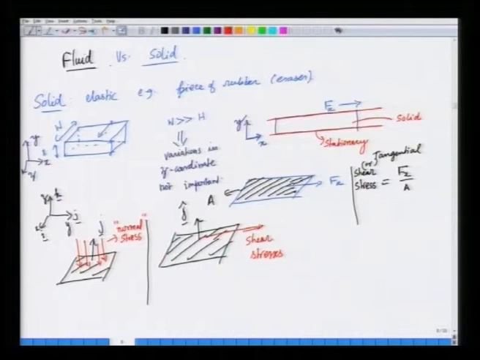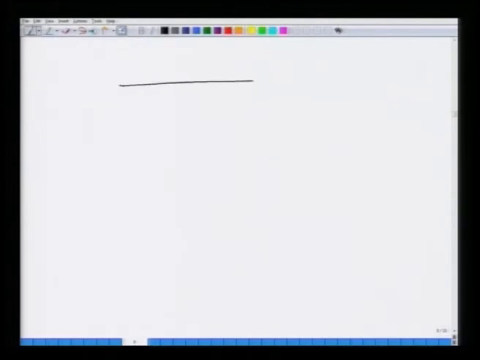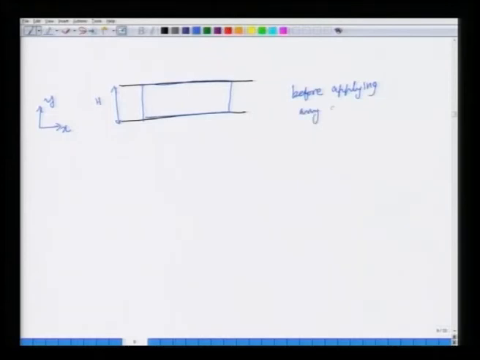That is the question we are going to ask. So, you have these two plates and you have a material, the thickness of this material is h, and as you know, this is the xy plane, we are not worrying about the variation in the z direction. So, let us say before applying any stress, the solid material is in the stress free state.